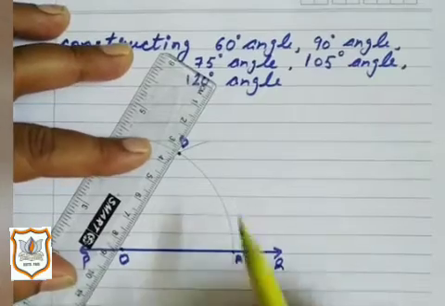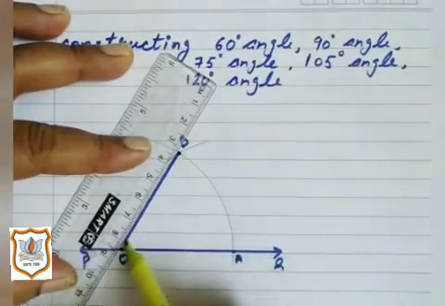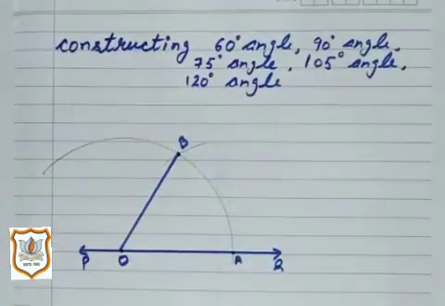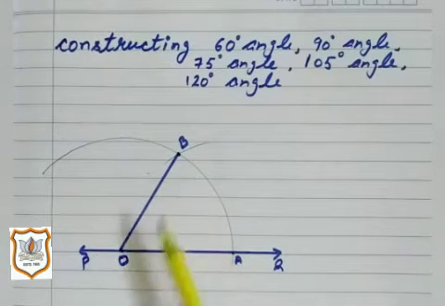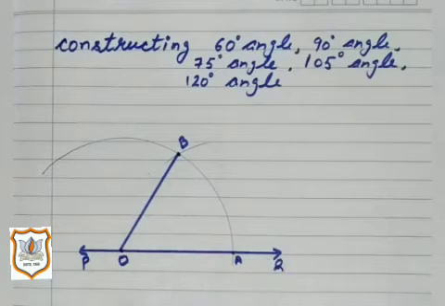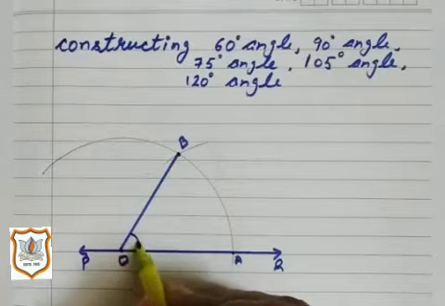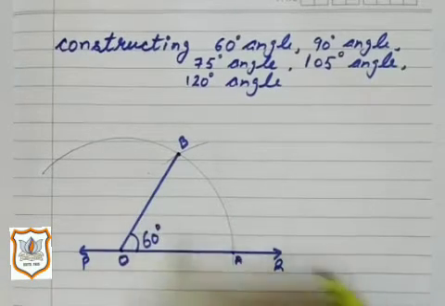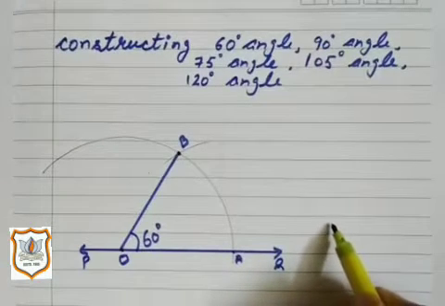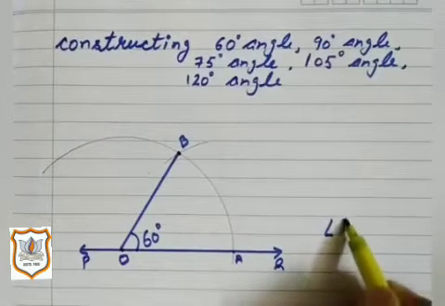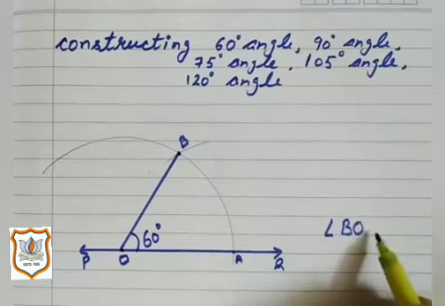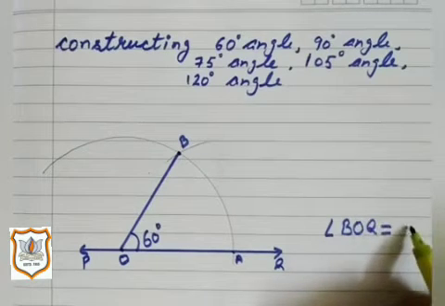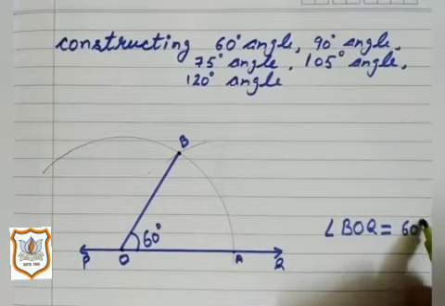You can see here, so angle BOQ becomes 60 degree. This is 60 degree. So we write angle BOQ is equal to 60 degree.